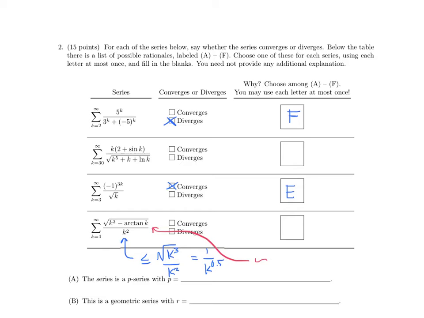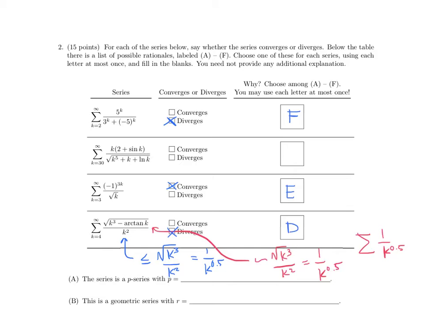those terms are asymptotic to square root of k cubed over k squared, which is equal to 1 over k to the 0.5. So it's asymptotic to the series whose terms look like this, which means they share behavior. So this series has the same convergence and divergence behavior as this series by the asymptotic comparison test, and we know that this is a p-series where p equals 1/2, which means it diverges, which means that our original series diverges as well. So this is going to be diverges, and that's by the asymptotic comparison test, which is D.